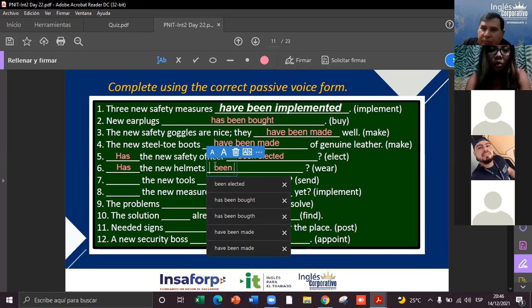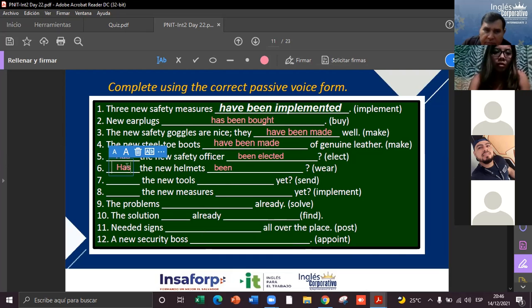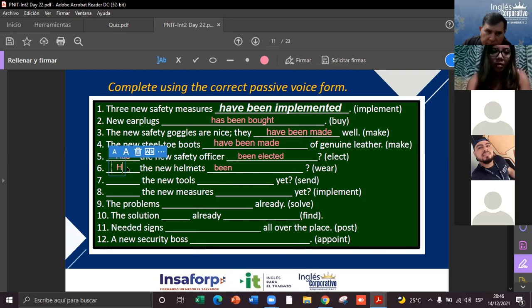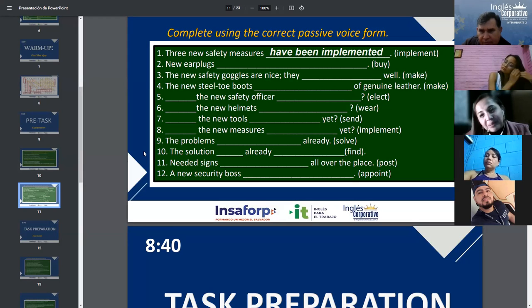Helmets is plural. Being. Lupita, number one. Number one. Three new safety measures have been implemented. Okay. You too, Pamela. I do that the last time. The same. Yes. I repeat it again.